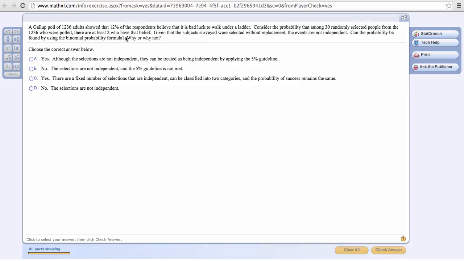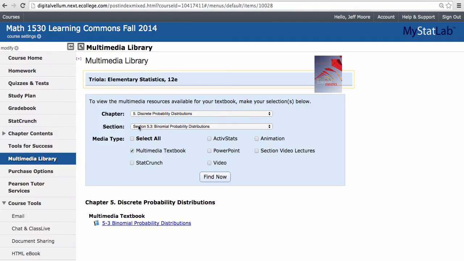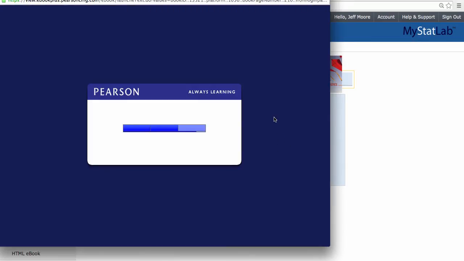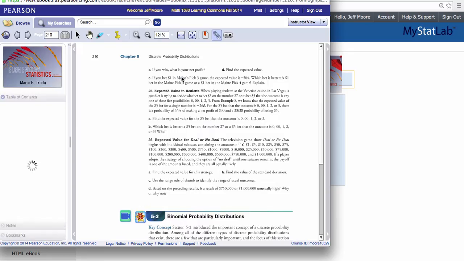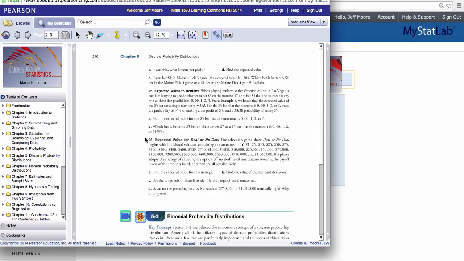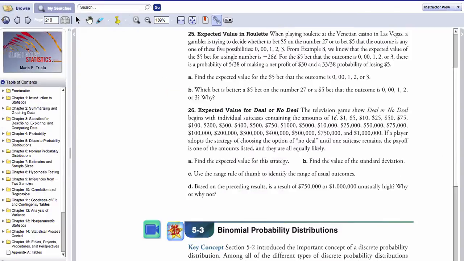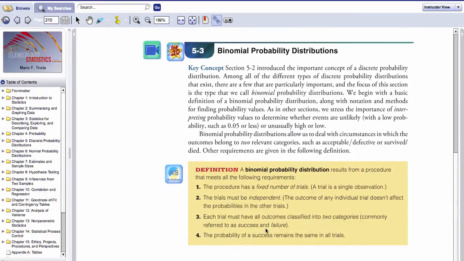We're going to go through the book a little bit here and look at a couple of pages that are going to allow us to answer this question. One of the things that we need to look at is on page 210. It says here in this yellow box that a binomial probability distribution results from a procedure that meets all of the following requirements. One is that the procedure has a fixed number of trials.